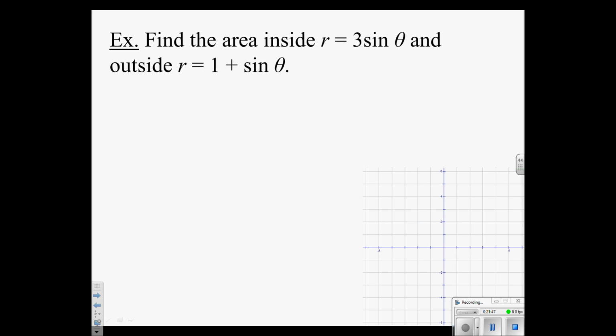All right, so here's our next one. We want to find the area that is inside r equals 3 sine theta and outside r equals 1 plus sine theta. Well, we're going to have to graph them again. So here, I'll make this one blue. I'll pick some thetas. For 3 sine theta, some good thetas here would be 0, pi over 2, pi, 3 pi over 2, and 2 pi.